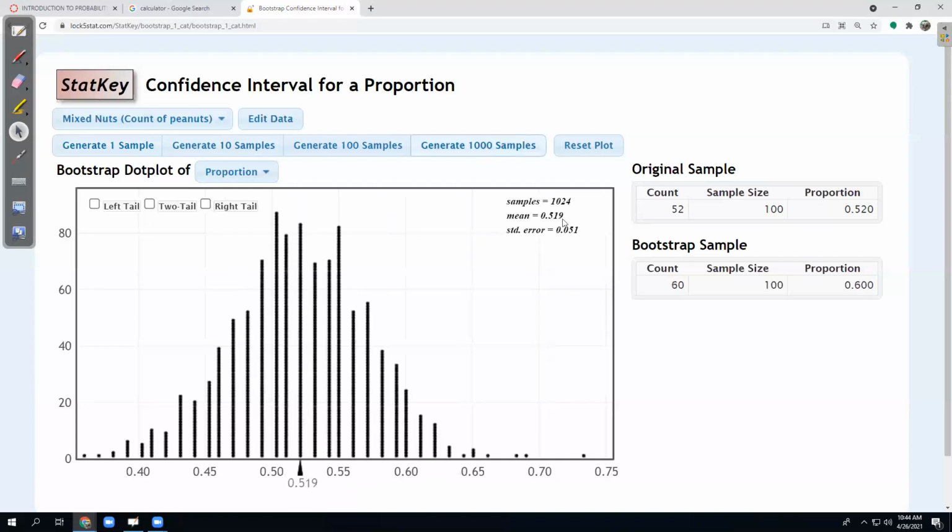So instead of doing one at a time, I'm going to start doing thousands. So right now, what just happened? 1,042 samples. Each sample is 100 nuts. And here we're graphing the percent of peanuts. So this point right here says there were 55% peanuts. This point over here says there were 47% peanuts. This point out here said there were 73% peanuts.